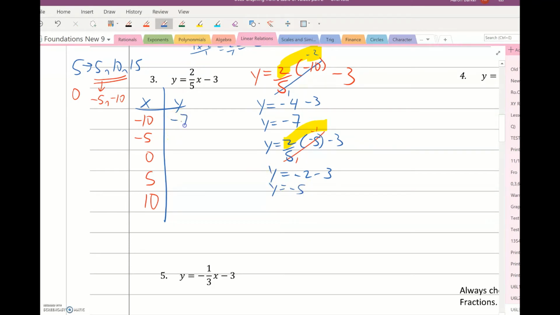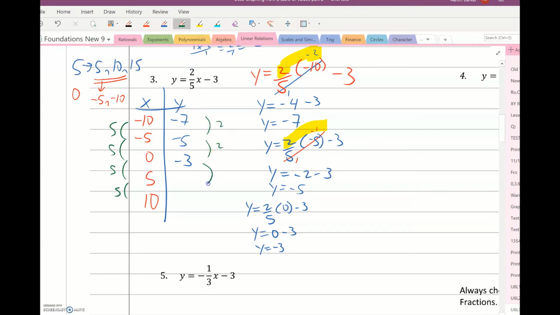So here's -7, here's -5, and then 0, y equals 2/5 times 0 minus 3. So y equals 0 minus 3, y equals -3. There we go. Let's check our rate of change. What are we going up by? Here we're going up by 5s each time. Here we're going up by 2s each time.